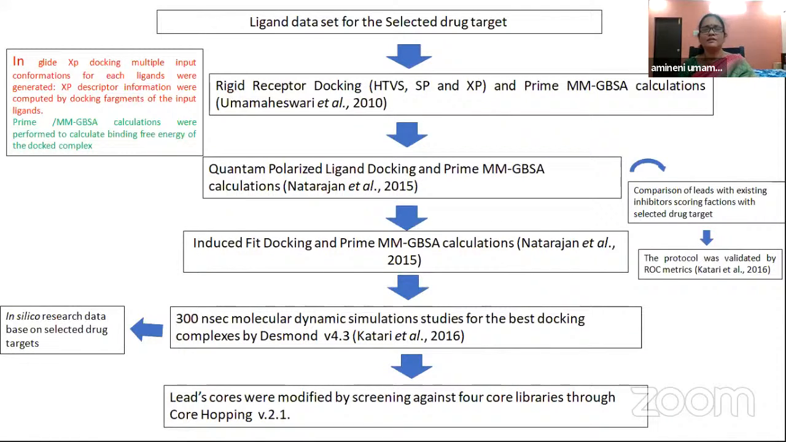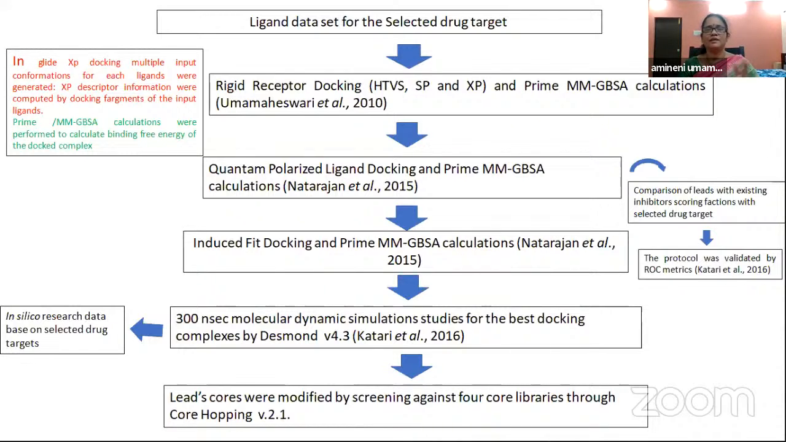In this there are again three stages: HTVS, SP and XP. HTVS means high throughput virtual screening. SP means standard precision. XP means extra precision docking. As the names indicate, high throughput means that here we have 28.5 million compounds, so we have to screen them very fast. So we will give less negative scores and delete those compounds from the list.